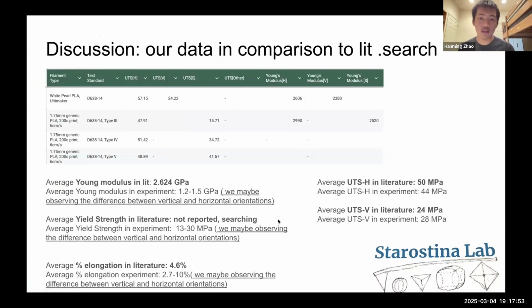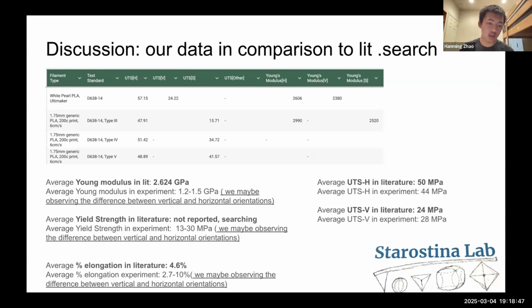Okay, so let's talk about our data in comparison to our literature search. In our literature search, we saw an average Young's modulus for PLA of about 2.6 gigapascals. Meanwhile, in our own experiments, we had around 1.2 to 1.5 gigapascals, depending on the print orientation and the printer. And then next up, we have the yield strength, which usually is not reported too much in the literature search. Yield strength is used more for mechanical engineering applications, and since PLA isn't a very common material used in that space, most studies chose to forego this particular number.